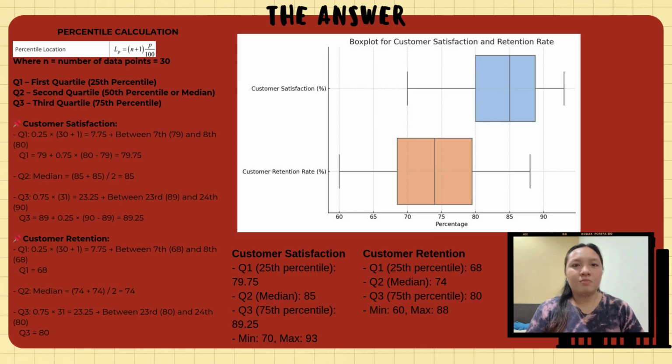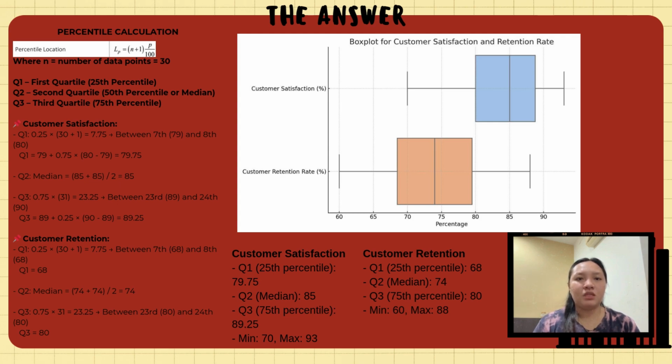These quartiles help us understand how the data is distributed, especially how it spreads from the lower values to the upper values. For customer satisfaction, Q1 is 79.75, meaning 25% of the customers got below this value. The median is 85, which is the middle value of the data. Q3 is 89.25, so 75% of customers had satisfaction scores below this point.